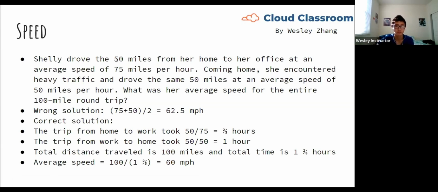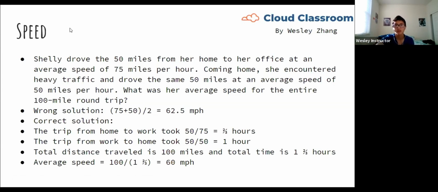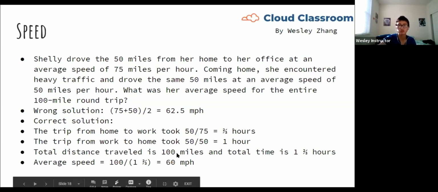Because it's 50 miles between her home and her workplace, and she drove 75 miles per hour. So that's how we get the 2/3 hours. And the trip from work to home took 50 divided by 50. It took 1 hour. That's pretty easy. 50-mile trip, 50 miles per hour. And the total distance traveled is 100 miles because there and back is 100 miles.